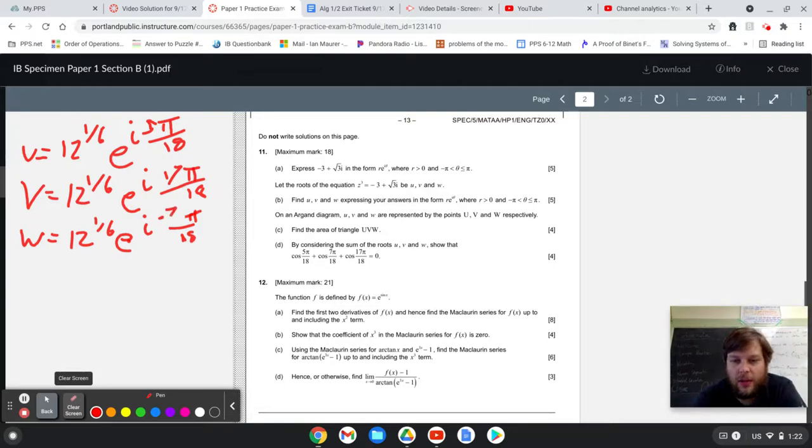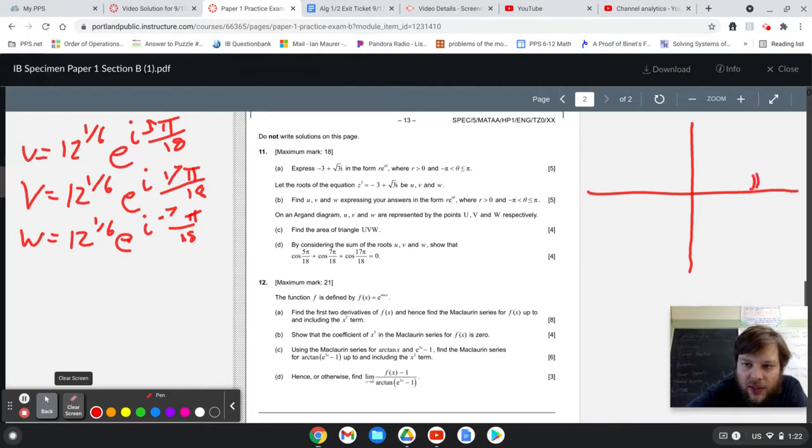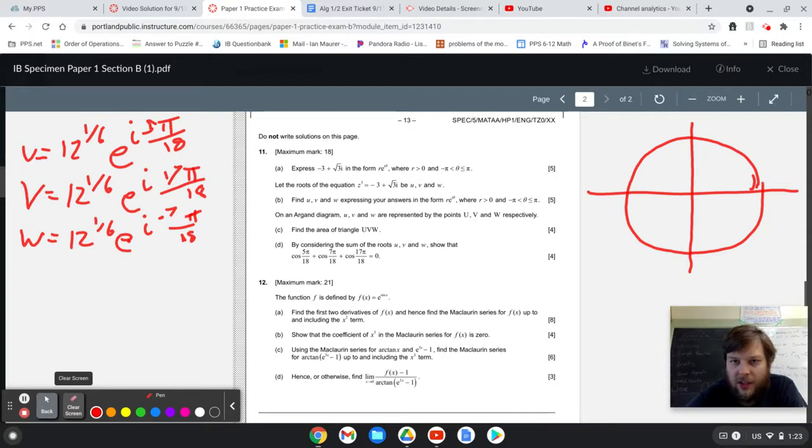The nice thing about this polar format is, let's draw our imaginary axis and our real axis. They all exist on a circle, and the radius of the circle is 12 to the 1/6 power. Let's just calculate that real quick: 12 raised to the 1/6 is about 1.5. Just to help you visualize, about 1.5. And then we can just use the angle to mark where we are.